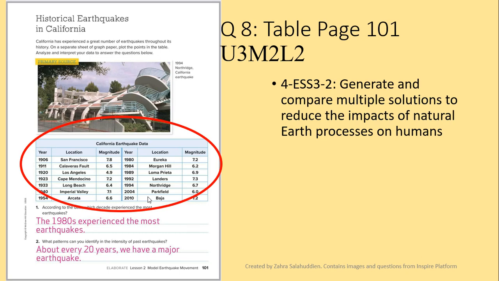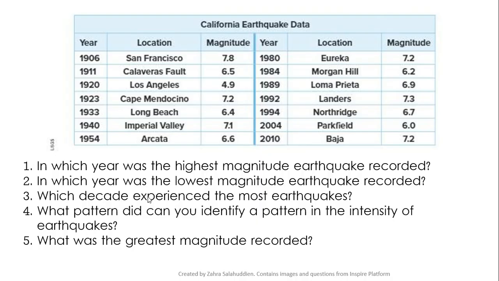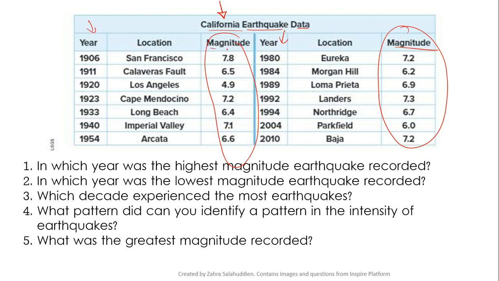Let's go on to page 101. This page is all about reading and interpreting information from a table. You will have to read this information and answer questions about it. When we look at this table, we can see that the table is telling me about earthquake data in California. It gives me the year this happened over here and here. And in the last column, it tells me magnitude. Remember, magnitude means the size of the earthquake.